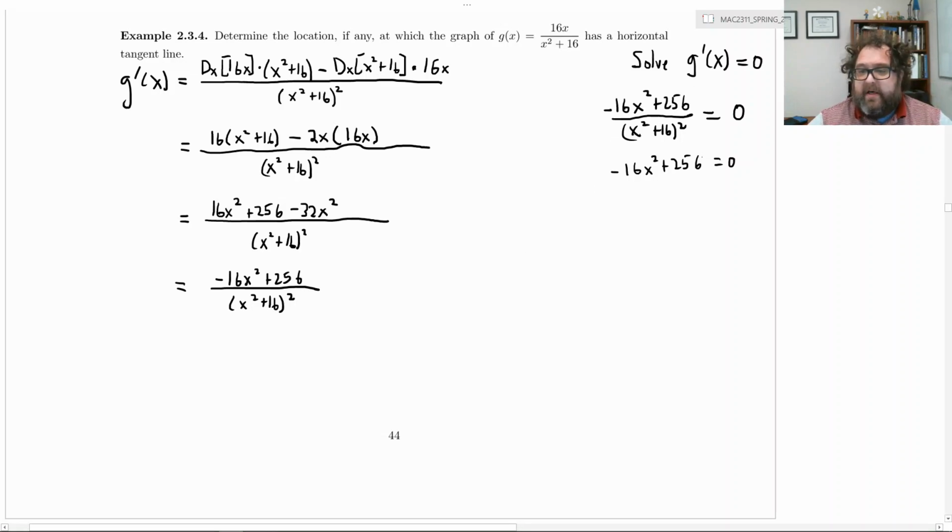Okay, so now that's just a quadratic. We can solve that a dozen different ways. I think the square root property will probably suffice. Let us add 16x squared to both sides, so we get both sides positive. So we get 16x squared equals 256. Okay, if you want to use the square root property, the general strategy is to isolate the quadratic term, so divide both sides by 16 here. So we get x squared equals 16.